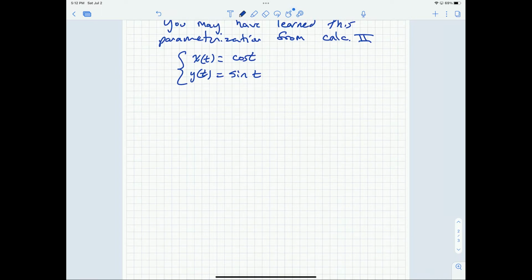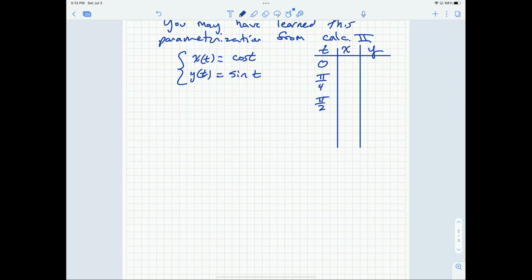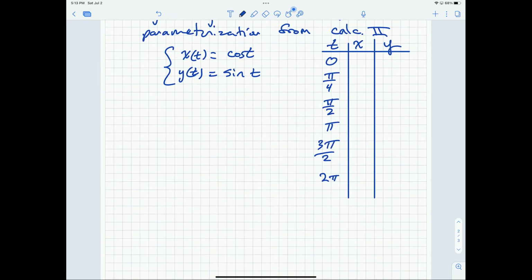And if you make a table of values for this, which would look like this, when we're trying to plot a parametric equation, we need a range for the parameter, and then we need to keep track of our x and our y values. So for the t values, you pick whatever you want. I'm just going to pick 0, let's say pi over 4, pi over 2, and then I'll get lazy and do this.